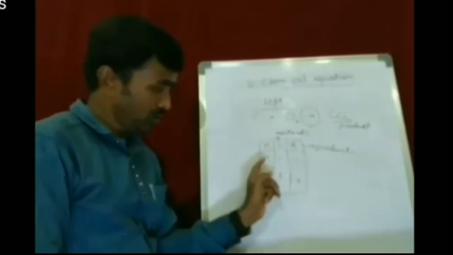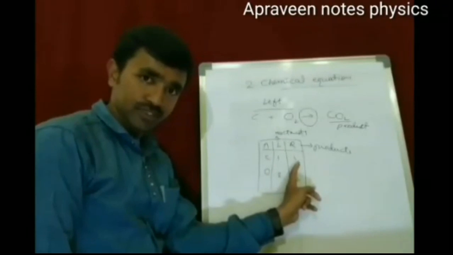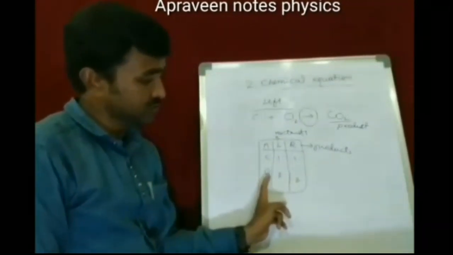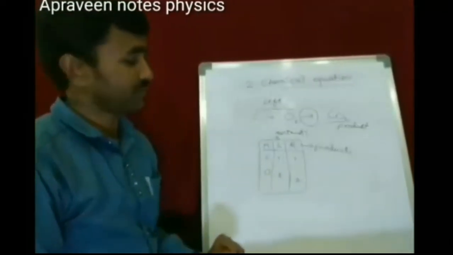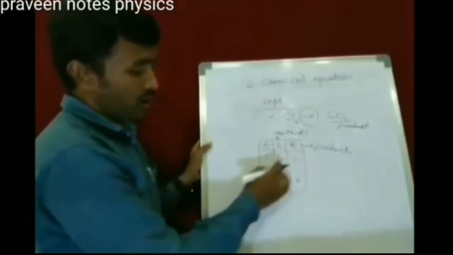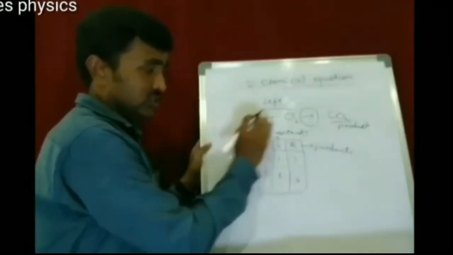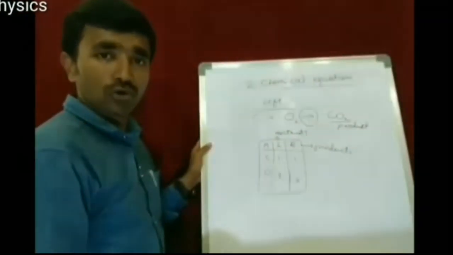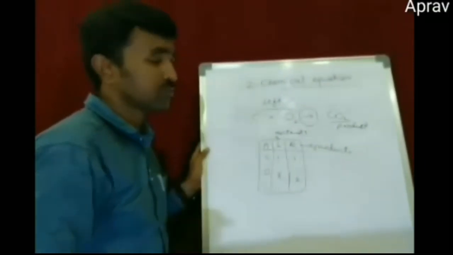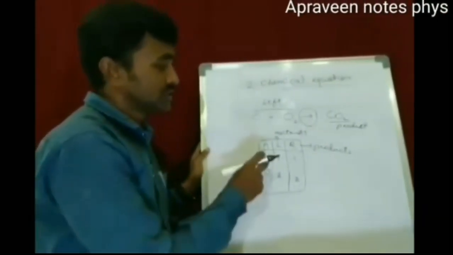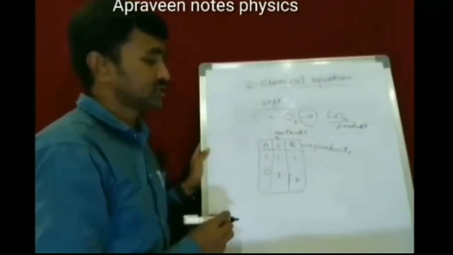Then observe the table. Carbon atoms on the left side and right side are the same in number. Oxygen atoms on the left side and the right side are also the same in count. That means the count of individual atoms of reactants and individual atoms of products remains the same before and after the change. These types of reactions are called balanced chemical equations.